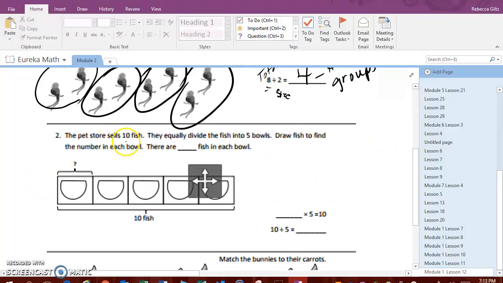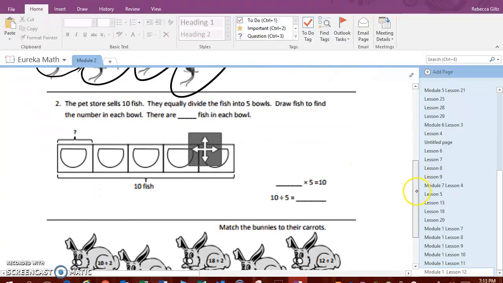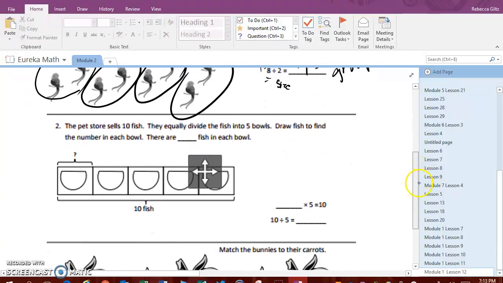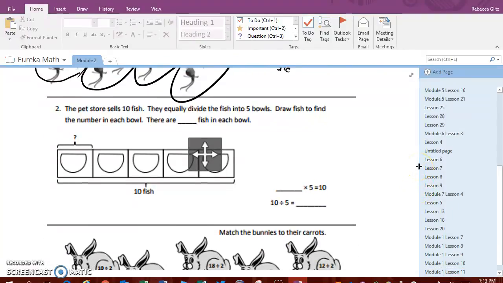The pet store sells 10 fish. They equally divide the fish into 5 bowls. Draw a fish to find the number in each bowl. Alright, so since this is math class and not art class, I'm going to draw my fish. I'm going to slide this. Oh my gosh, I don't know why that copied onto there. That's really weird. Well, I'm just going to draw a little circle for each fish. So, I don't know how many go in each bowl.